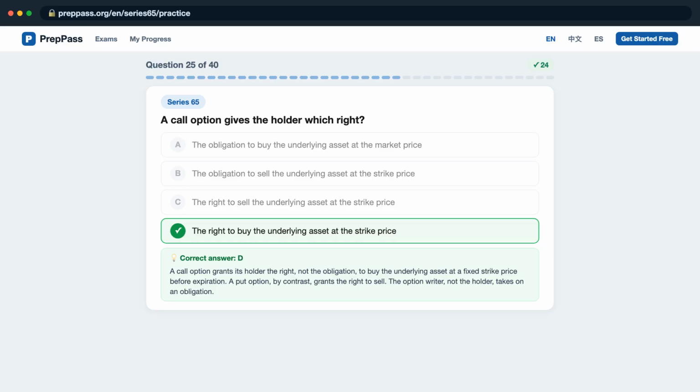A call option grants its holder the right, not the obligation, to buy the underlying asset at a fixed strike price before expiration. A put option, by contrast, grants the right to sell. The option writer, not the holder, takes on an obligation.